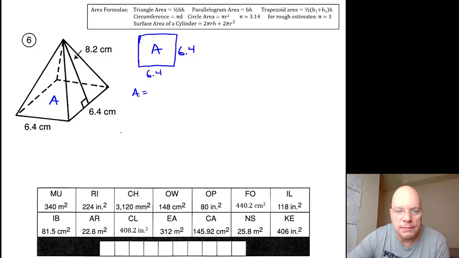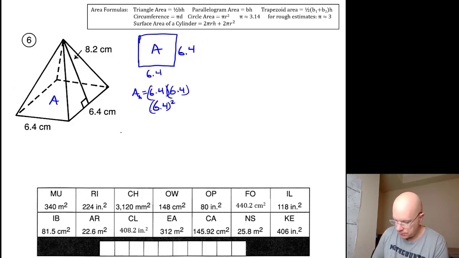So the area of A is 6.4 times 6.4, which is the same as 6.4 squared, which on a calculator is going to be between 36 and 49. Closer to 36 probably. I'm going to guess 40-ish. Whoa, what did I do? I put a totally wrong number.